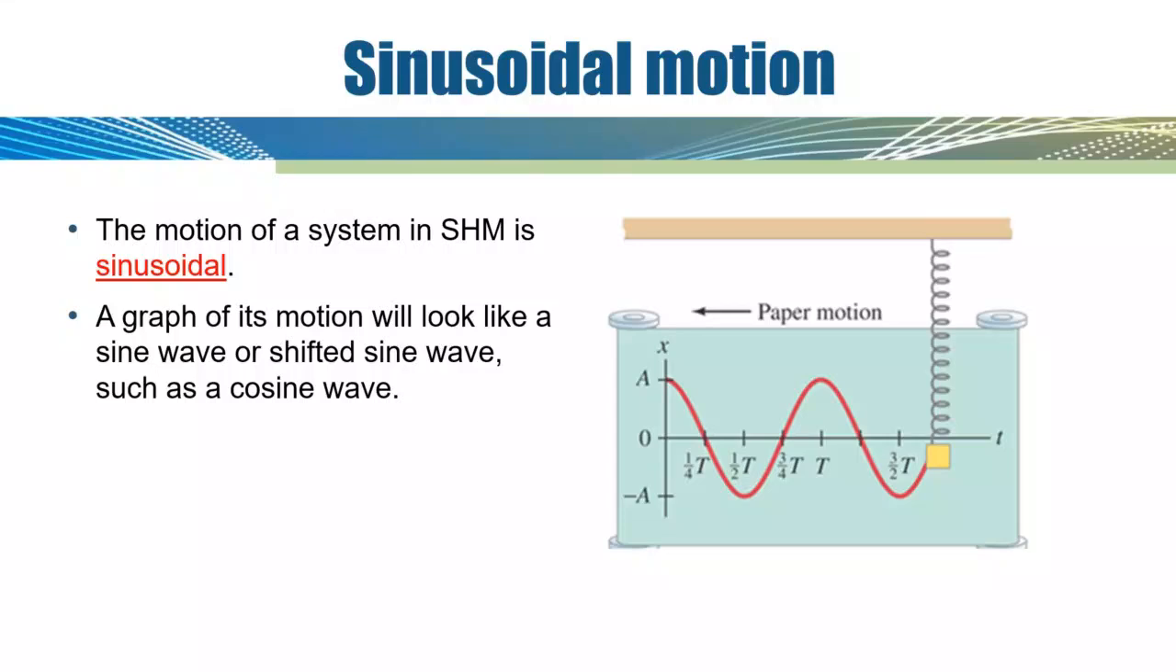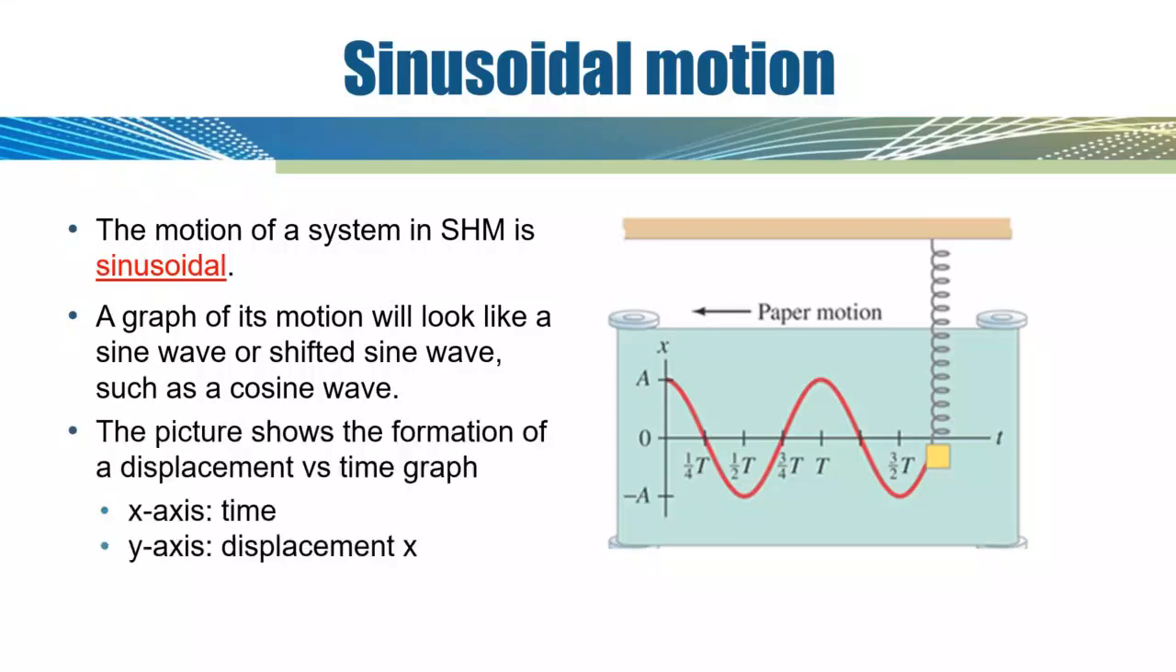Pretend that we taped a magic marker to the mass and that someone pulled a piece of paper to the left as it oscillated up and down. You can see the resulting sinusoidal graph. The x-axis shows time and the y-axis shows the displacement from equilibrium.